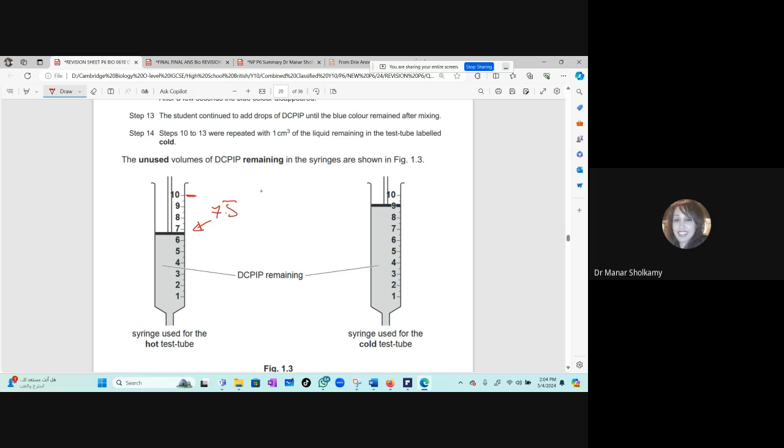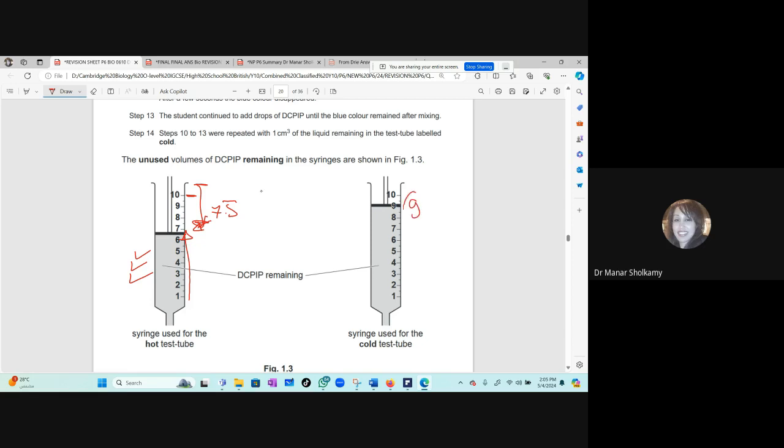How did he read it? He read it from top to bottom. How do you read it? What is the correct value for this measurement, for this syringe? 6.5. Exactly. You read it from 1, my dear. 1 is the starting number, from 1 to 6.5. And when I told him his mistake, he said, oh, I did not notice. Now, this on an exam will make you lose a lot of marks. So be careful, please.